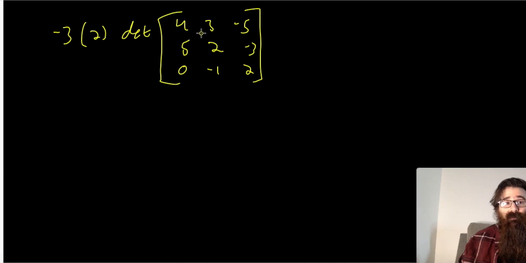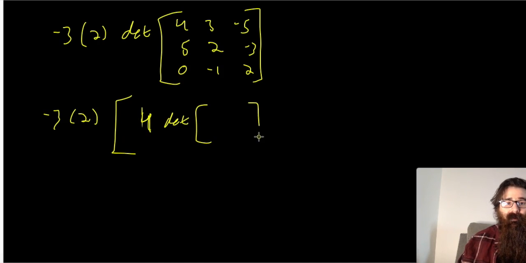Let me go down this first column. So I have negative 3, 2, still babysitting that. When I bring out the 4, that's a plus, so I keep the sign the way it is. But be careful here. These things should be multiplied into what I'm doing now, so I'm going to use some parentheses. So it's going to be 4 times the determinant of the 2 by 2 matrix when I remove that entry's row and column. That's 2, negative 3, negative 1, 2.